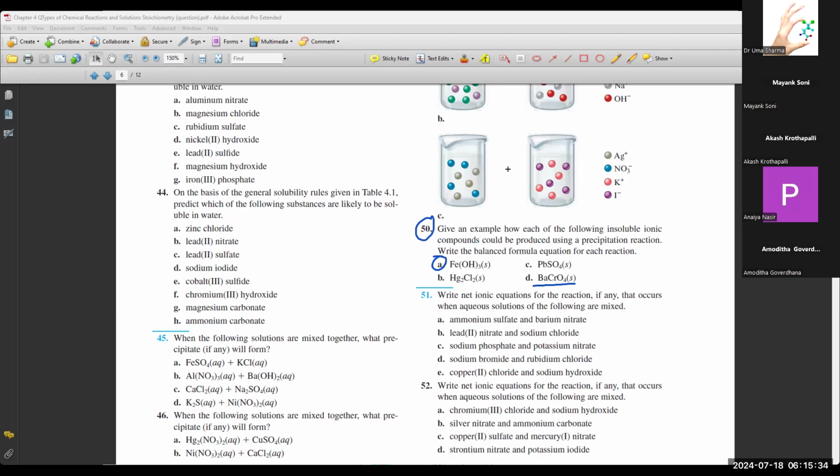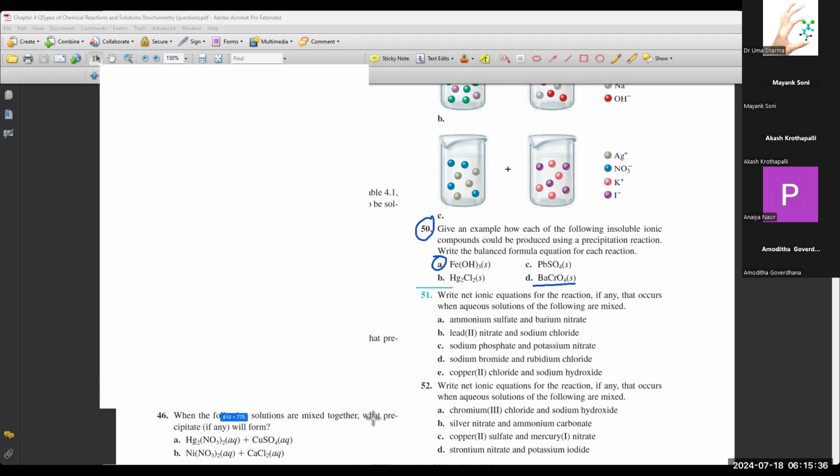Read the question. So here reactants are not given, but remember, both the reactants should be completely soluble. You cannot take one reactant as weak electrolyte. Reactants have to be strong electrolyte, completely soluble. So let's see.